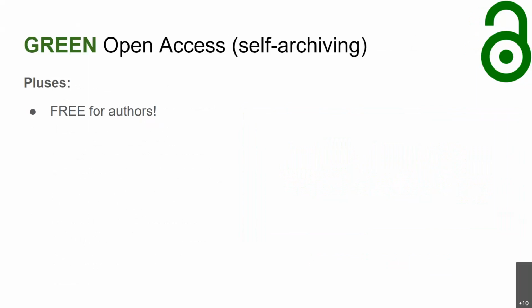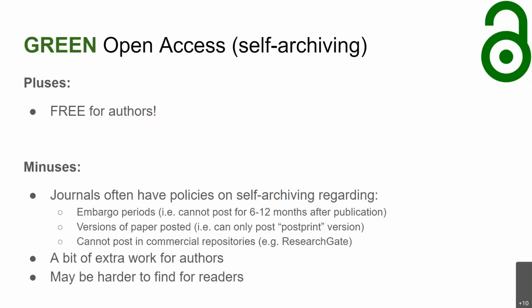So let's talk a little bit more about green. Like I said, this is self-archiving. The author can post a copy of the article in an online repository, which is free for authors. The minuses, as you can imagine: journals have policies about this. So you publish that article in a closed journal, they have a policy. Often it involves embargo periods, like you can't make it openly available before 6 or 12 months after publication, that kind of thing. And the version, you can only post a post-print version.